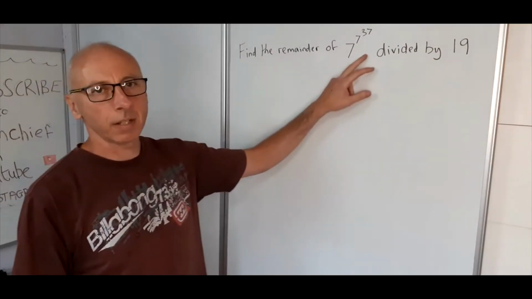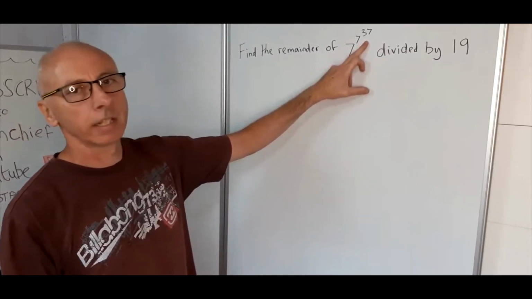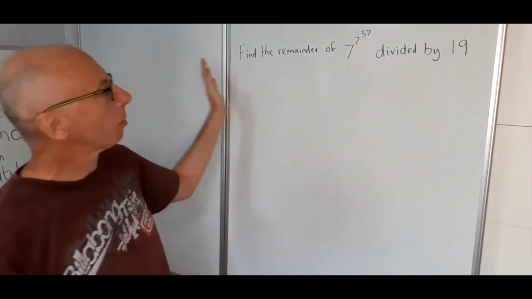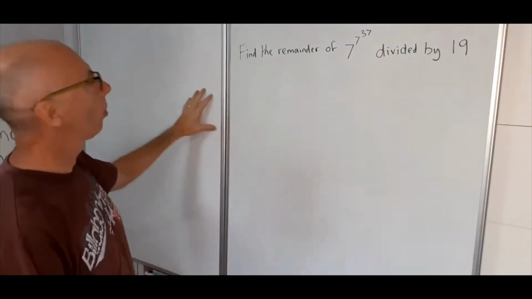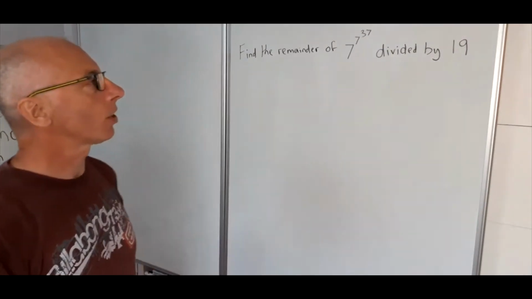Okay, so we've got this massive number here, 7 to the power of 7 to the power of 37. Now, I wouldn't even try and calculate this. This is going to be so many digits, we probably wouldn't fit it on this board or this board either. And then dividing that by 19, it's just going to take you all day.